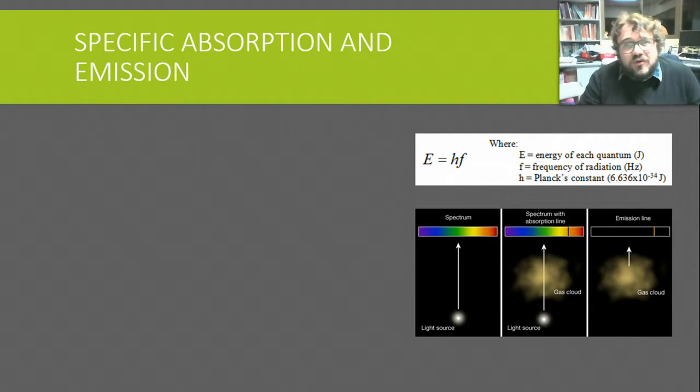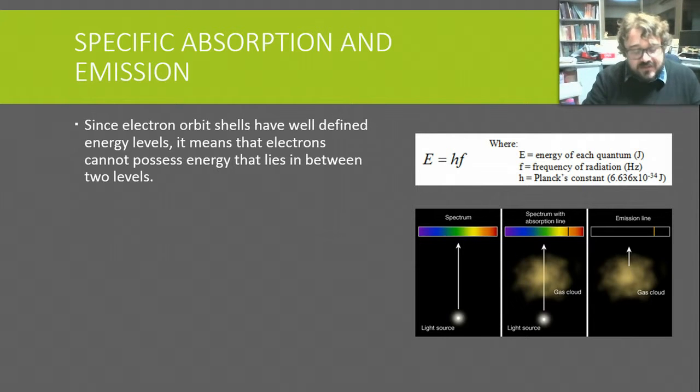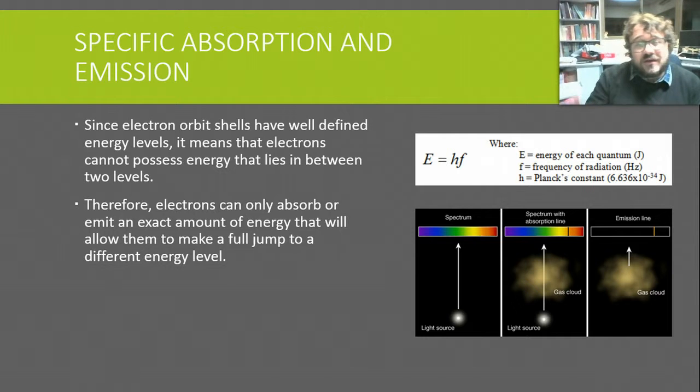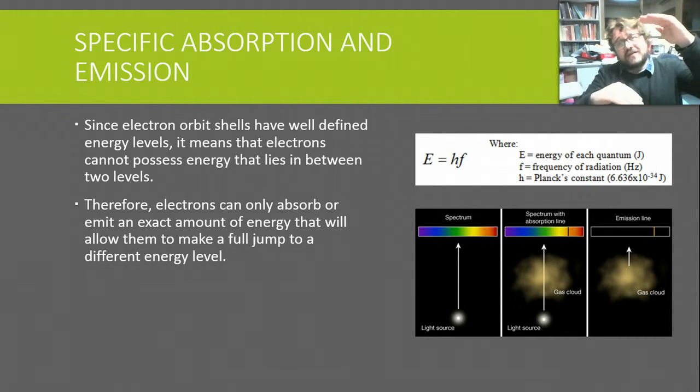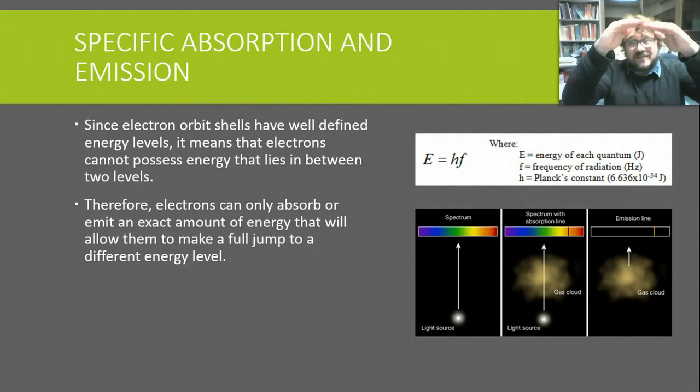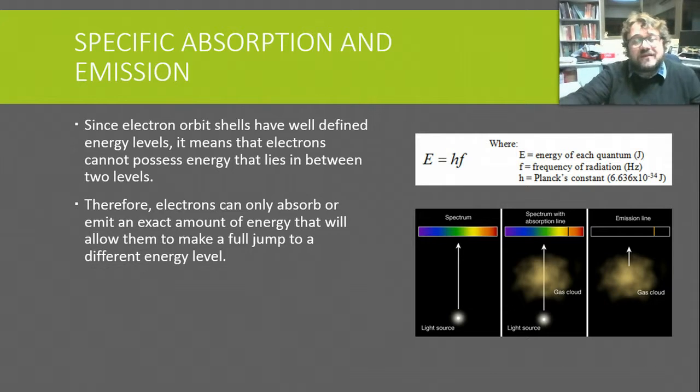What do we mean by specific absorption and specific emission? Okay, so since they have well-defined energy levels, it means that electrons can't possess energy in between them. So if you've got level A and level B, it can't be A and a half. So electrons can also only absorb and emit the exact amount of energy that allows them to make a full jump. So there are defined levels. There's here and there's here. They can't exist in between. So they'll absorb energy until they've got enough to go to there. And that's it.